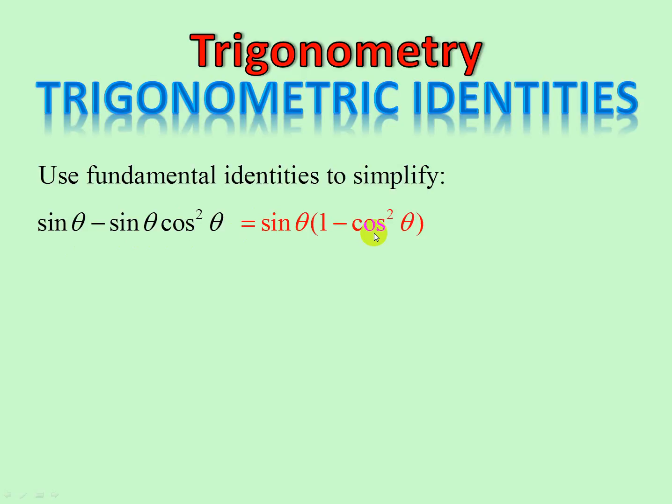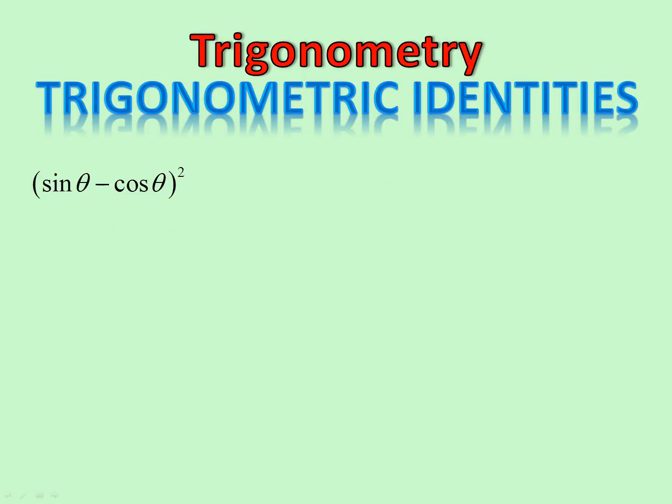Oh, there we go again. 1 minus cos squared is sine squared. So therefore we end up with sine cubed. Sine minus cos, all squared. Now you get to see this quite often.